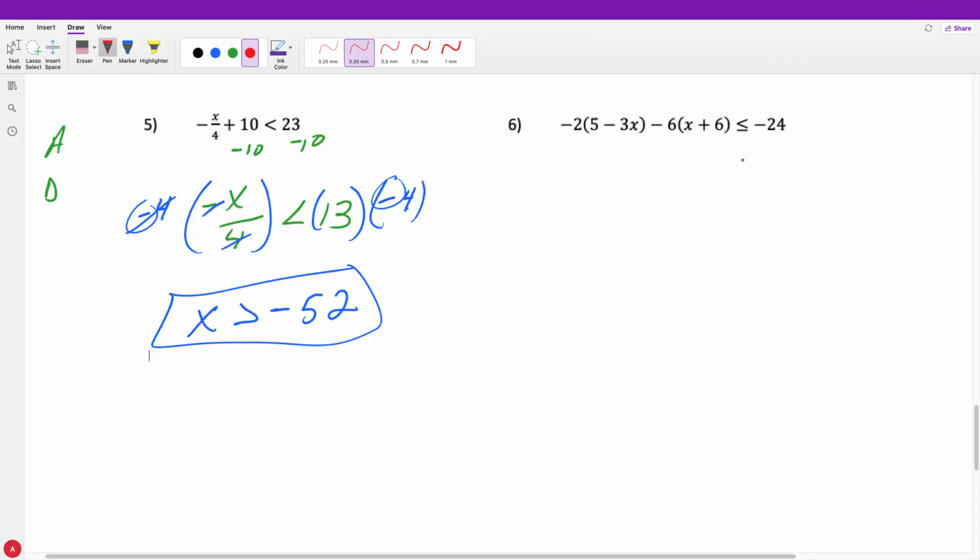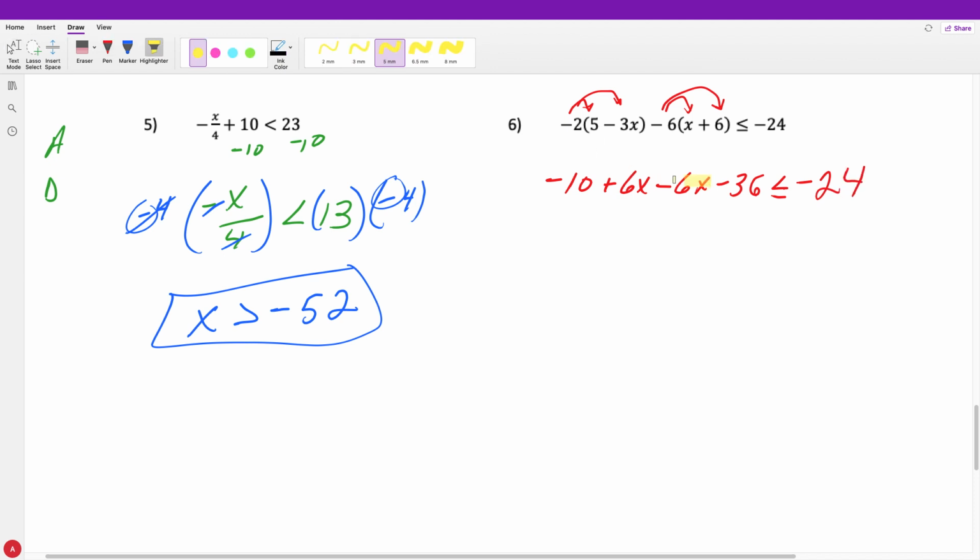Okay. Now, this one, we do have some things that we need to simplify first. We have multiple parentheses, so I'm going to go ahead and distribute this in. So negative 2 times 5 is negative 10, and negative 2 times negative 3x is positive 6x. Negative 6 times x is negative 6x, and negative 6 times positive 6 is minus 36, is less than or equal to negative 24. So not only do we have to distribute, but we also have like terms here.